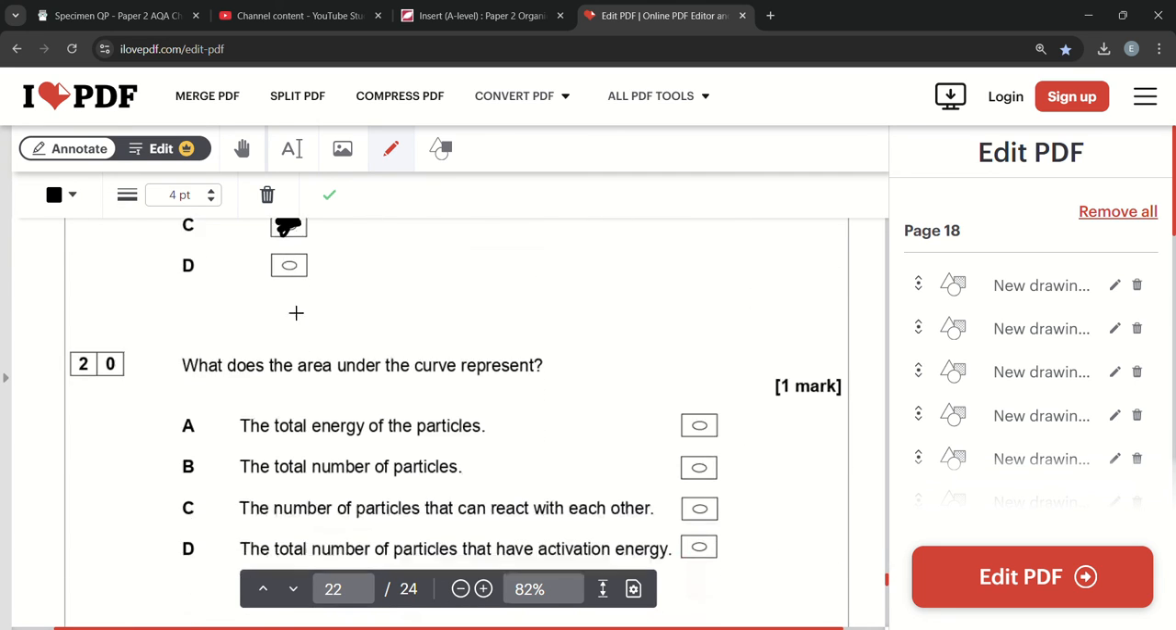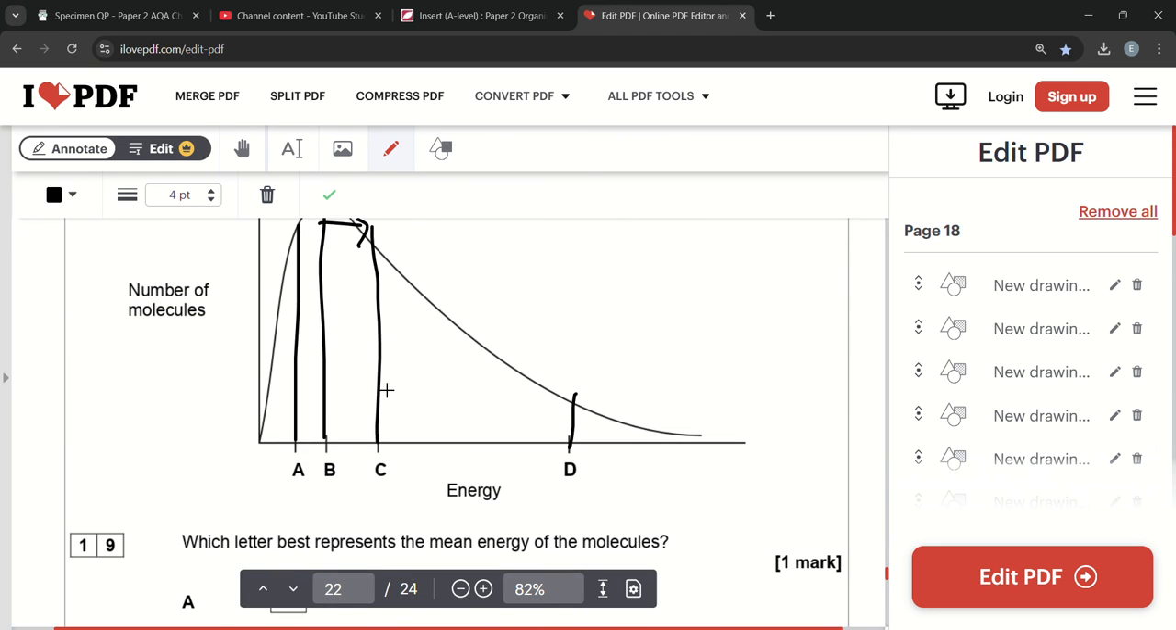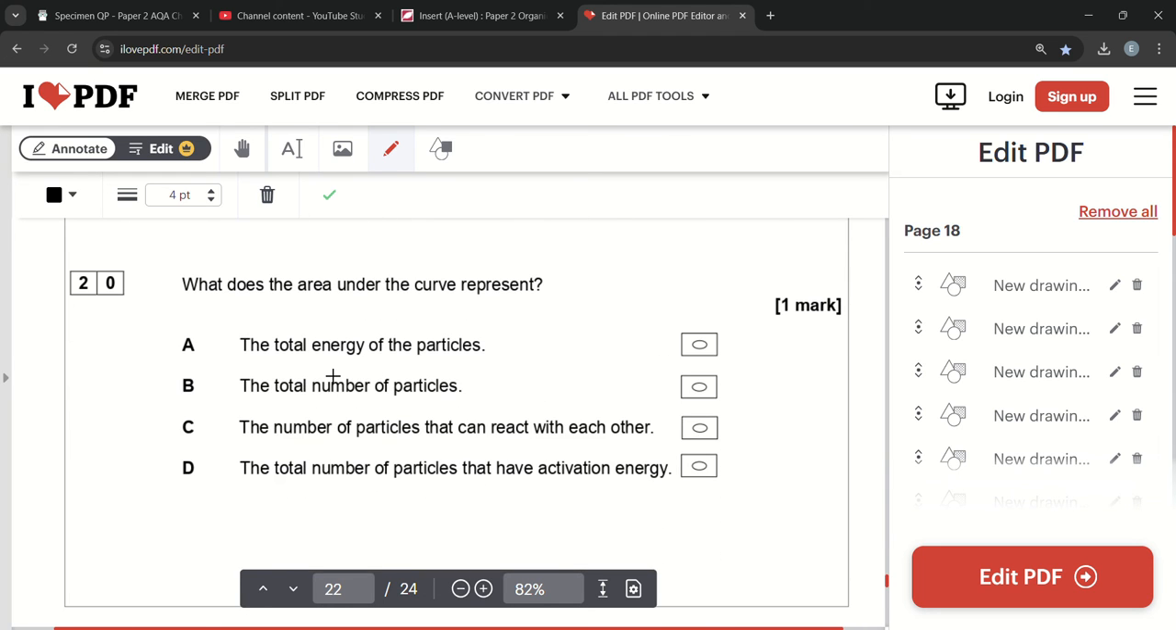Question 20. What does the area under the curve represent? Total number of particles. Total energy of particles? No. Total number of particles? Yes. The number of particles that can react with each other? No. It's just the total number of particles.